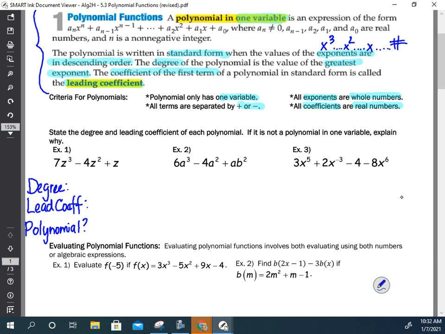So with example 1, here's our polynomial, 7z to the third minus 4z squared plus z. And we're looking for, so the degree is the biggest exponent, so that's 3. The leading coefficient is the number in front of the variable with the biggest exponent, so that's 7.